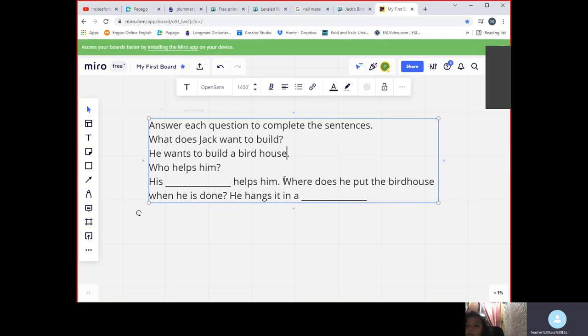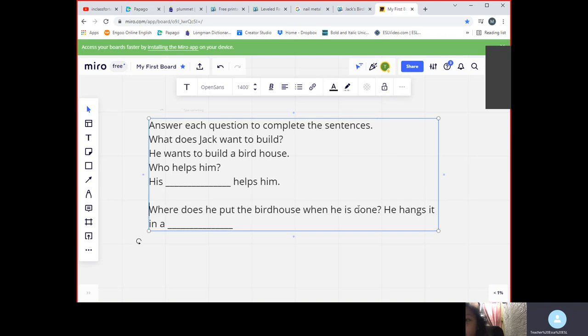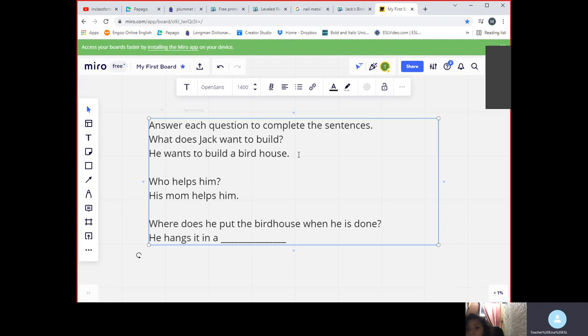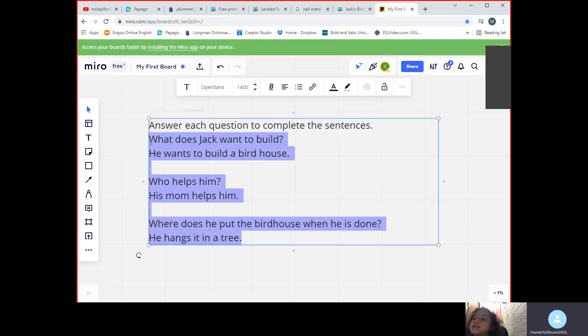Who helps him? Her mom. Uh-huh. His mom. Mom helps him. Good. Where does he put the birdhouse when he is done? He hangs it in a tree. Okay, perfect. He hangs it in a tree. Good.